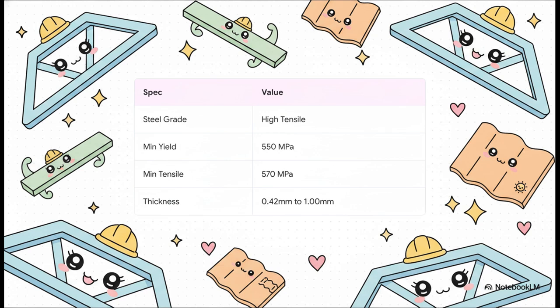There's a fascinating detail to note here. Remember how our main purlins had a minimum yield strength of 450 megapascals? Well, the trusses and battens actually step up the material strength. These components boast an incredible 550 megapascals of minimum yield strength. They are thinner, ranging from 0.42 to just 1 millimeter thick, but they are exceptionally strong, ensuring incredibly rigid support right under the roof cladding.